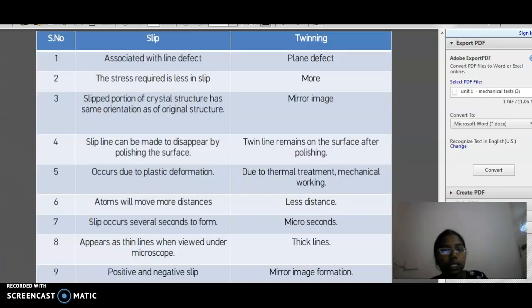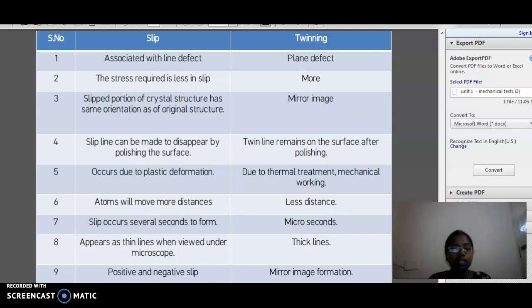The difference between slip and twin. Slip is associated with line defect, whereas twinning is associated with plane defect. The stress required is more in slip, and less in twinning. The slipped portion of the crystal has the same orientation as the original structure, whereas twinning is a mirror image. Slip lines can be made to disappear by polishing the surface, whereas twin lines remain on the surface after polishing. Both occur due to plastic deformation, thermal treatment and mechanical work. In slip, atoms move more distance, whereas in twinning, atoms move less distance.